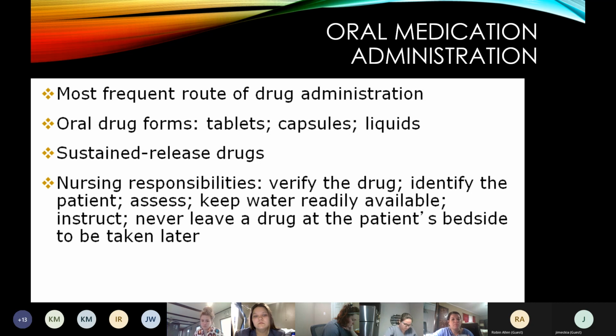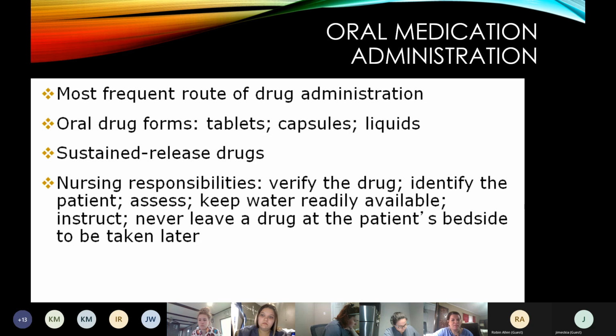So orally, meds given orally, that's the most frequent route of medication administration. We talked about this yesterday. Oral drug forms can be tablets, capsules, or liquids. And we already know specifically about sustained release drugs. And we know that our responsibilities are to verify the drug, identify the patient, assess, make sure that water is readily available, instruct, and never leave the patient's bedside to be taken later.